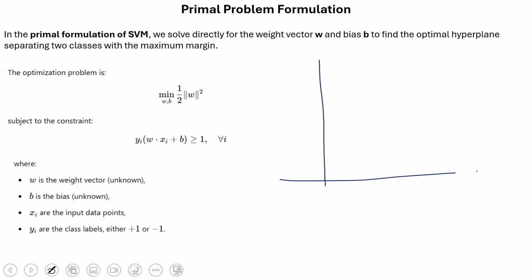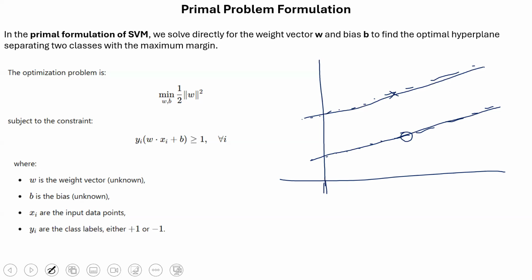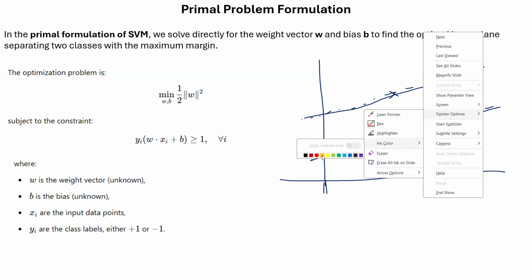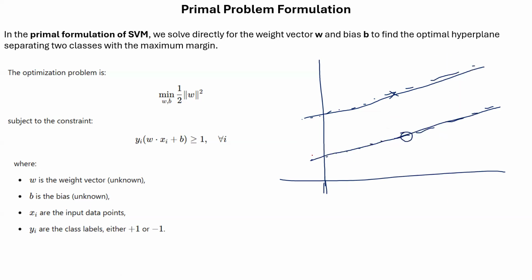If this is the two-dimensional space that we have, let's suppose these are the support vector classifiers, and this is the line passing through the support vectors. Once we find these two support vectors, the hyperplane is a point in between these two support vectors, right? So the hyperplane exactly lies in between these two lines. So this is the hyperplane, and these two are the support vectors.